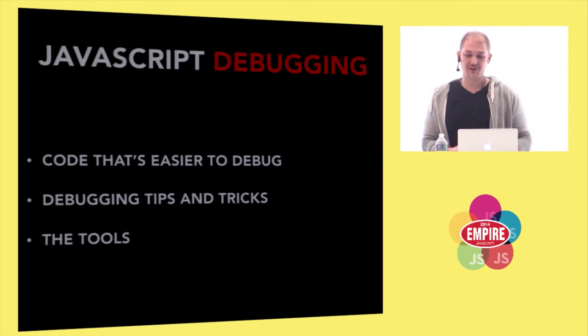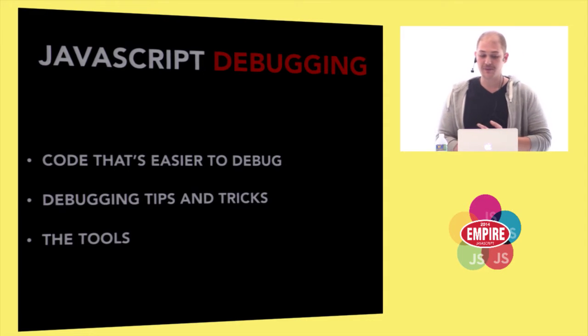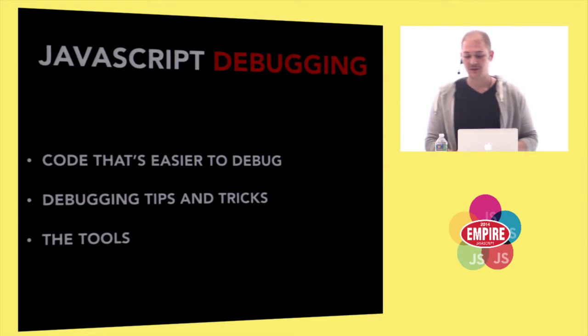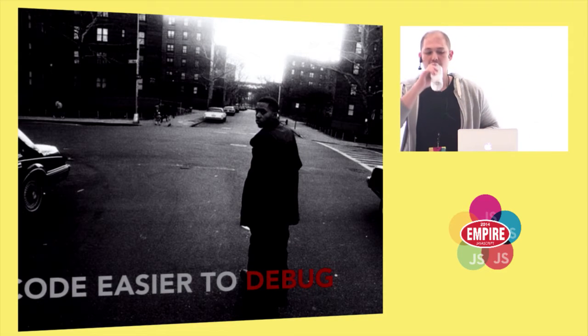So I'm going to talk about three things today. Basically, code that's easier to debug, debugging tips and tricks, and then the tools available. So, code that's easier to debug.